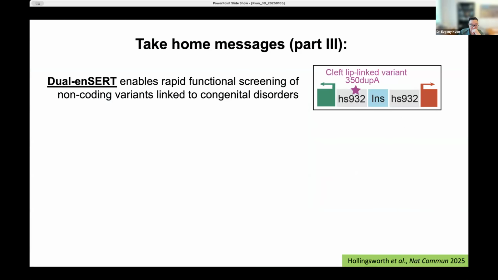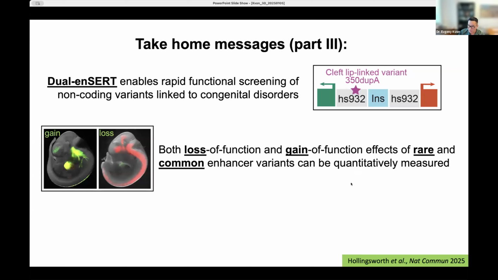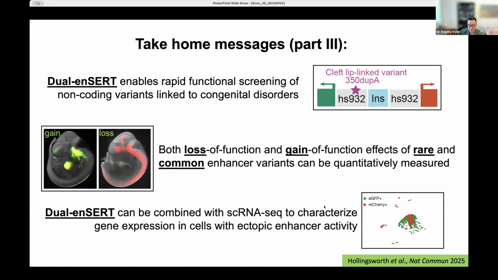So to summarize here, I presented to you this dual insert method that allows you to quantitatively compare enhancer variant activities in the same mouse in just under 2 weeks. And then we can assess both loss and gain of function variants and both rare and common variants that we showed, and we can quantitatively compare them. And we can also combine it with single-cell RNA-seq for more in-depth characterization of cell types in which the enhancer is misregulated.